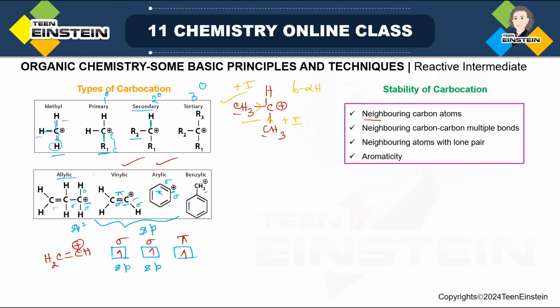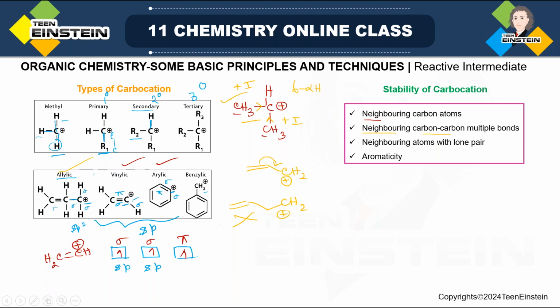Now come to the next point: neighboring carbon-carbon multiple bond. Whether there is a CC multiple bond in the neighboring position. That is possible with the allylic carbocation. So the same allylic carbocation I am drawing again. Now this CC bond is present at the neighboring position. Don't think that in the second picture this is also neighboring. No, this is not neighboring. It is far from it. It will not be able to take part in resonance. Only the first one will take part in resonance.